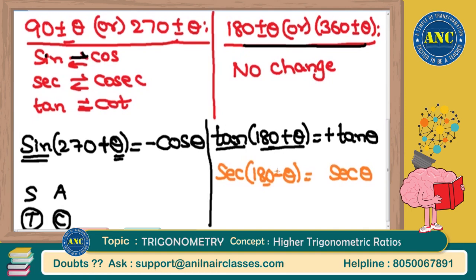That is the reason I explained in what all quadrants, what all variations will come. In the second quadrant, sine and cosecant are positive, but it is secant. It cannot be positive. It should be minus secant theta.